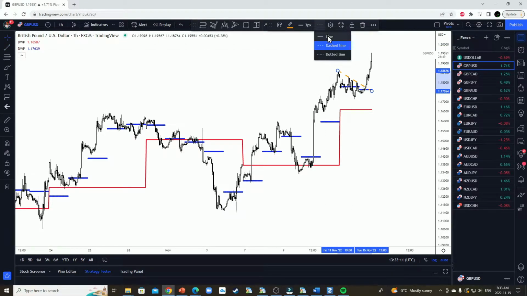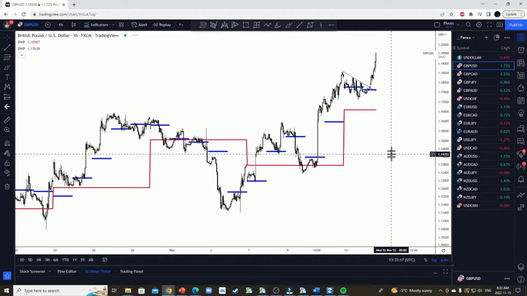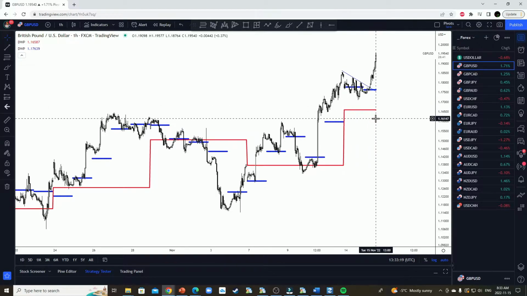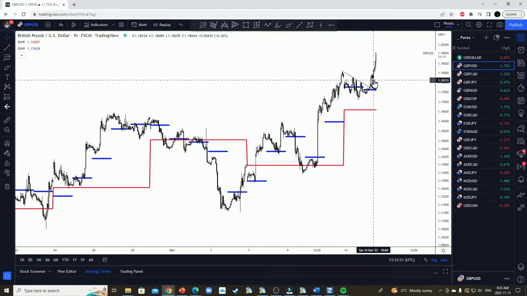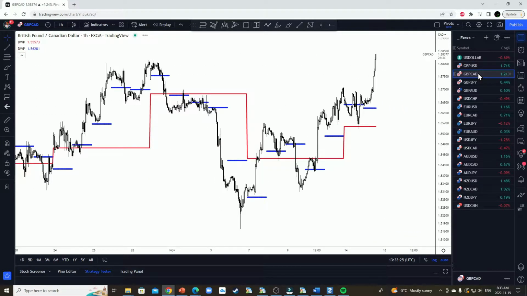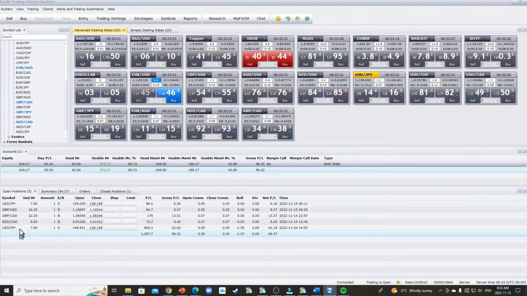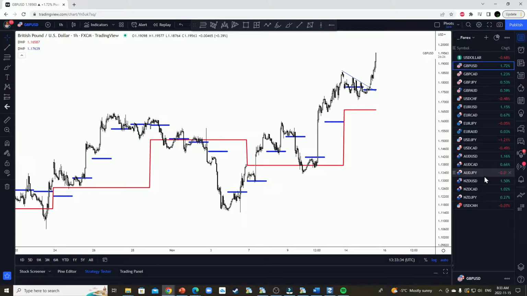We broke this resistance, and now we're heading higher. I'm in the path of least resistance because I'm trading above the daily pivot and above the weekly pivot. So it's looking good. And what else do I have? Oh, I opened New Zealand Canadian as well. So let's take a look at that.